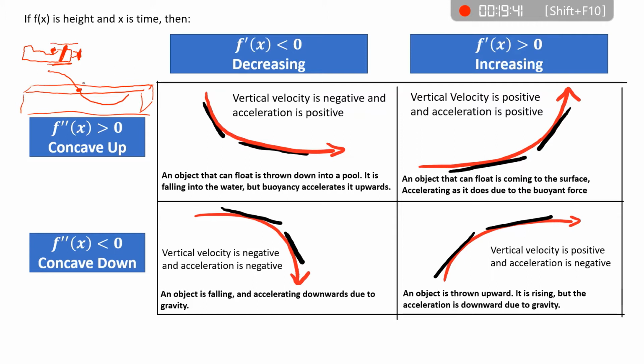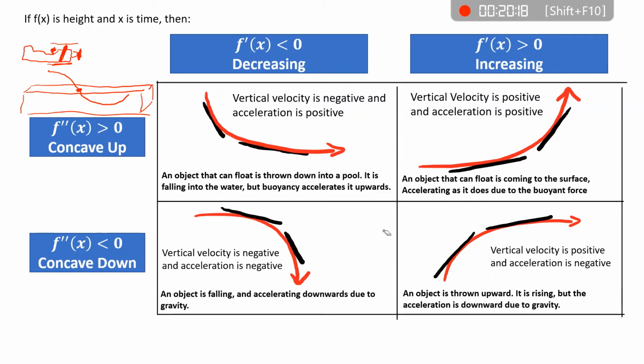Okay, up until that point, our height was decreasing, so that means we were falling, and our slope was negative. And our acceleration was also going down, right? Because of gravity. So as the object is falling before it hits the water, acceleration is negative, that's our acceleration due to gravity, and we're decreasing. So we are concave down and decreasing, which would look like this one. Concave down and decreasing as the object falls towards the water.